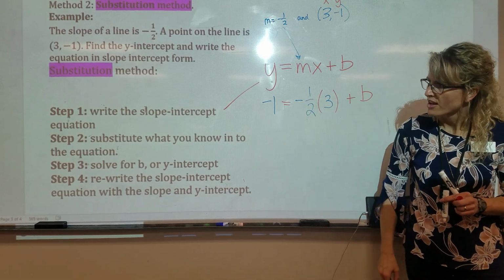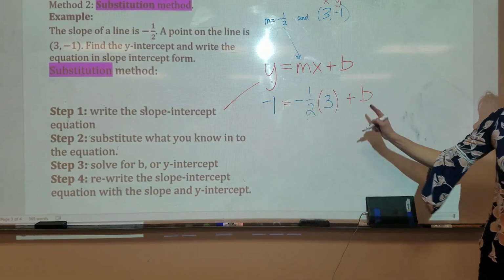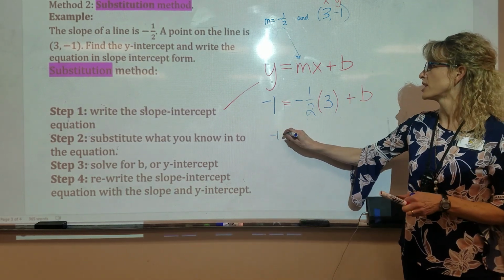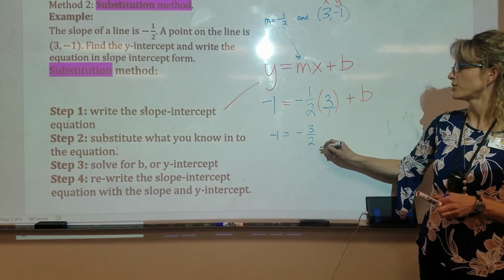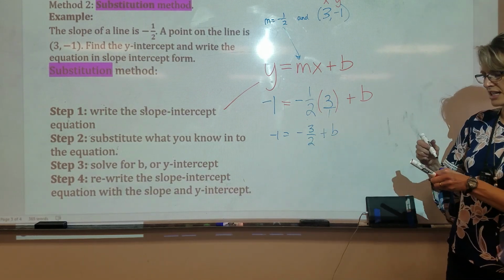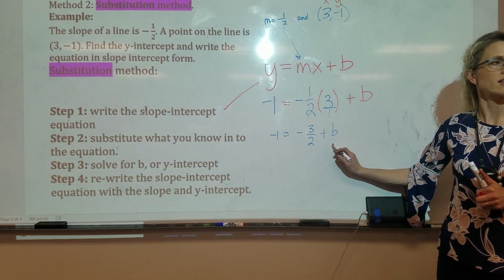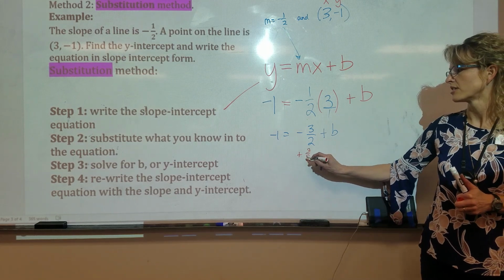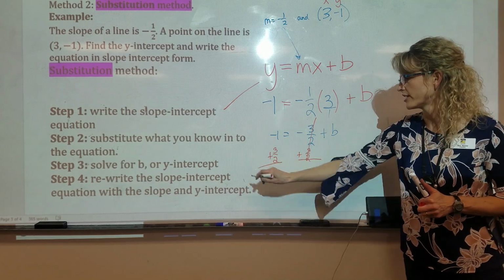Step 3, solve for b. What is step 3? Get ready? Solve for b. B is the only unknown I have, so I'm going to simplify this. I got -1 equals -1/2 times 3, which would be -3/2, plus b. I need to isolate b, so I'm going to use inverse operations. So I've got a -3/2. If I add 3/2 to both sides, they'll cancel, right?